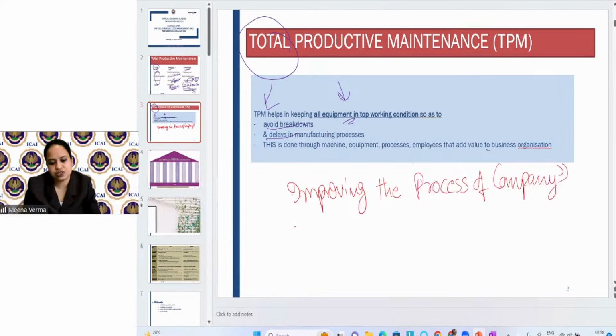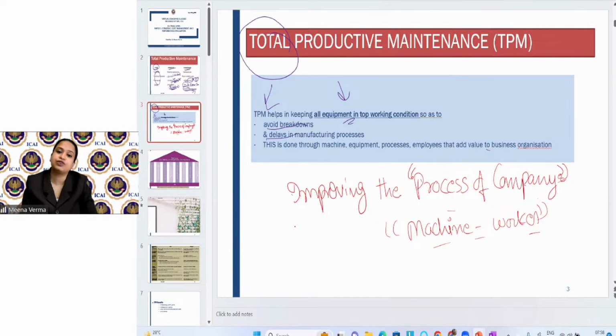It is not just focused on improving the process of the company. Instead, it is focused on improving what? The machines of the company and the relationship between the machine and the worker. Right? So we need to improve both. We need to improve the entire process of the company, the way we are producing the goods, and we need to improve the machine of the company. We need to improve both.